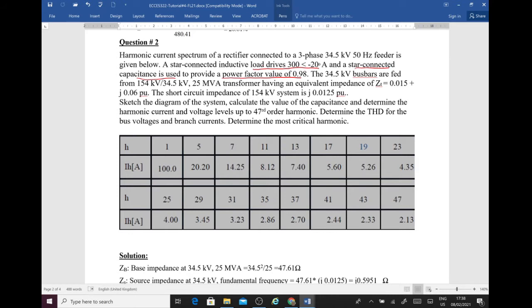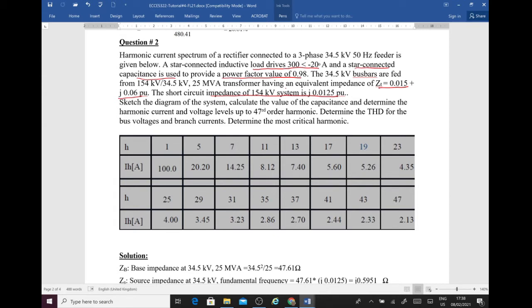And then he says that the 34.5 bus bar is fed from a 25 megavolt-ampere transformer, and this transformer will have this equivalent impedance per unit, and the short circuit impedance for the system is 0.0125.